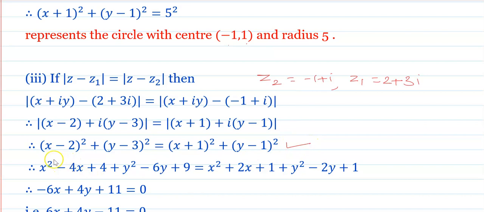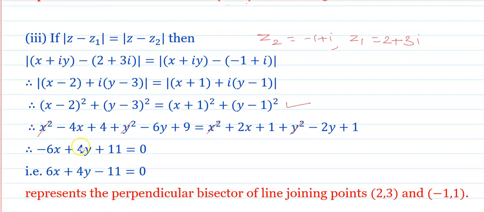Next we will simplify: x square minus 4x plus 4, y square minus 6y plus 9, x square plus 2x plus 1, y square minus 2y plus 1. On both sides x square plus y square get cancelled. You will get minus 4x and minus 6y. Okay. First here minus 4x, and what about here? Plus 2x. We bring plus 2x here. That will become minus 6x. Next, minus 6y and minus 2y, we bring here.